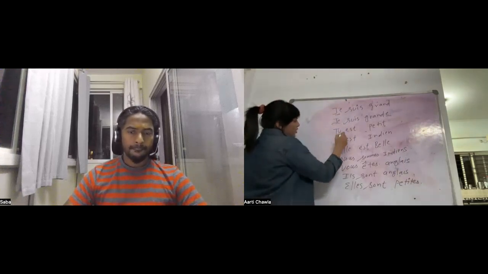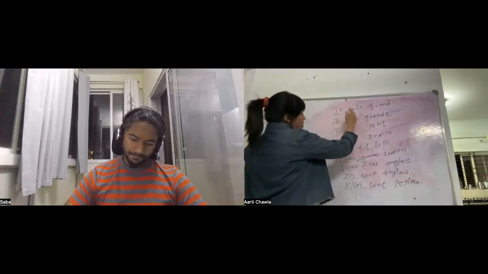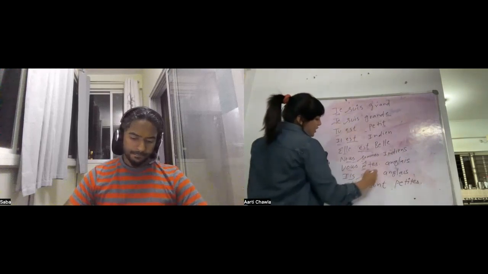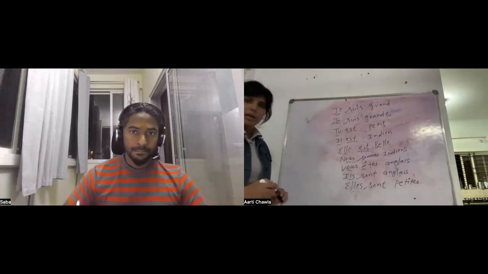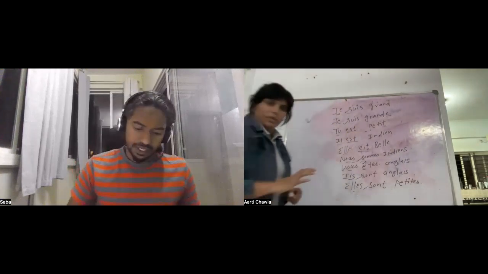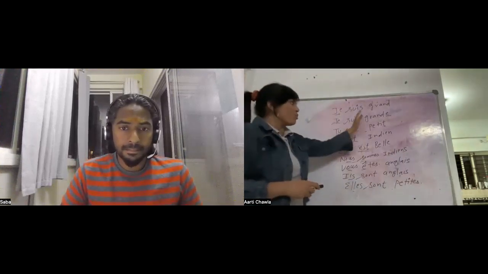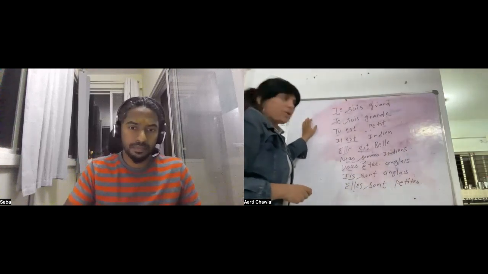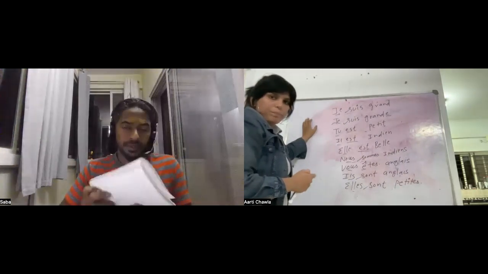Je, tu, il, elle, nous, vous, ils, elles. The verb conjugation: je suis, tu es, il est, elle est, nous sommes, vous êtes, ils sont, elles sont. So, understood? Clear? This is the verb and how to conjugate and how to make a sentence. Now, can you note it down and then I can go ahead?